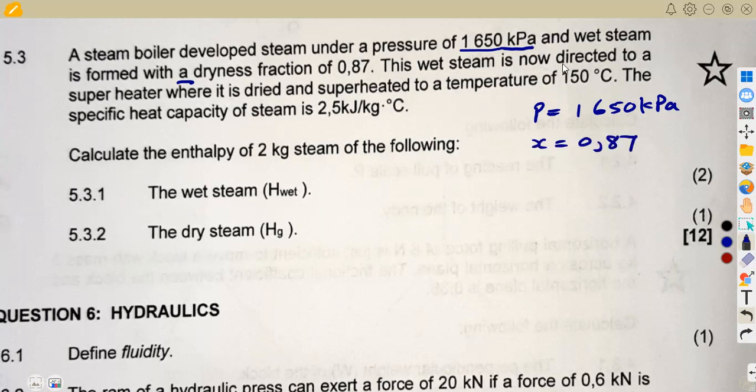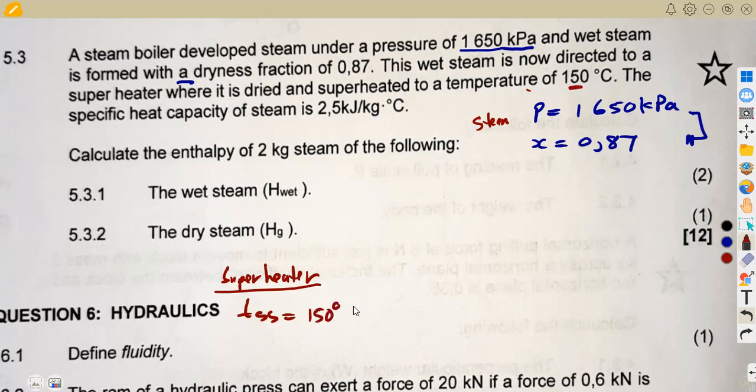The wet steam is now directed to the superheater. So this is the information about the wet steam in this case. This steam is now directed to the what? To the superheater, where it is dried. And the superheated temperature there is 150. So we are now talking about the superheater in this case. In the superheater, we are given the temperature there, which is 150 degrees Celsius. And the specific heat capacity of steam in this case at the superheater is 2.5 kilojoule per kg degree Celsius. All right. So this is about the superheater.